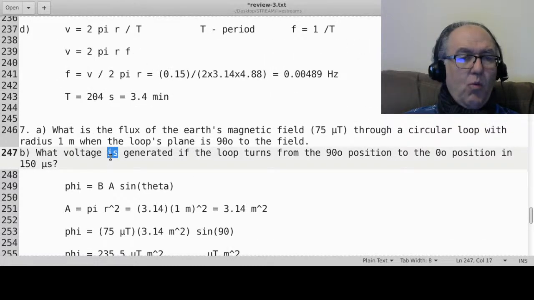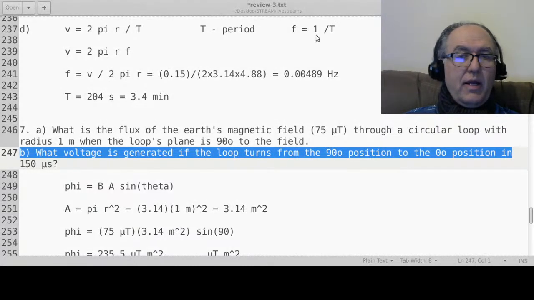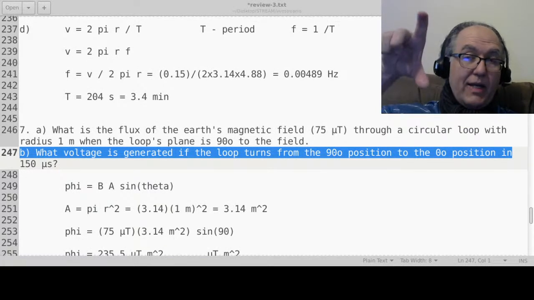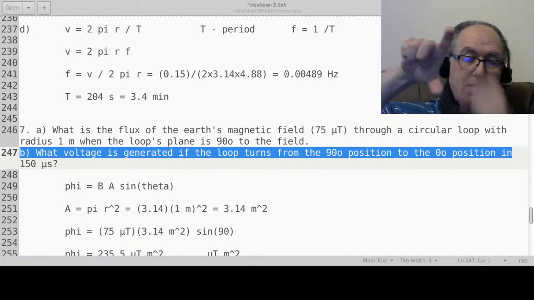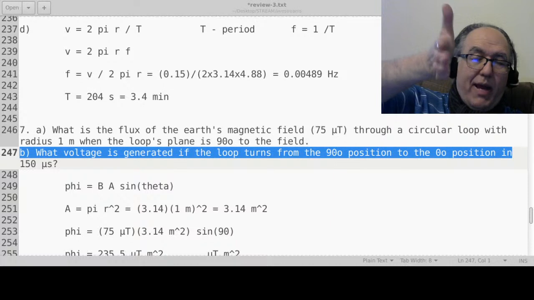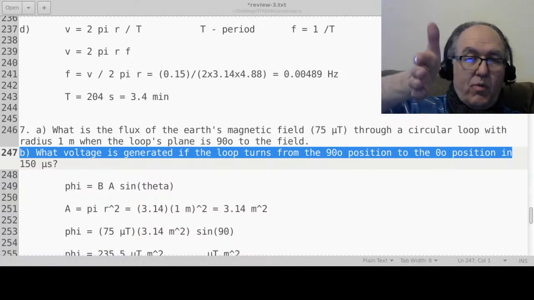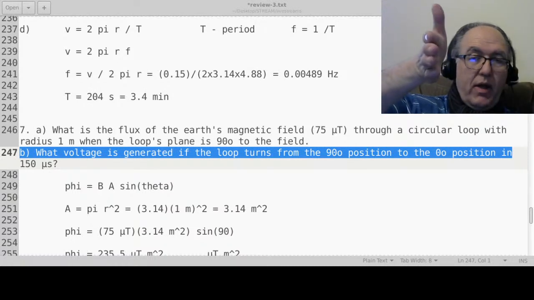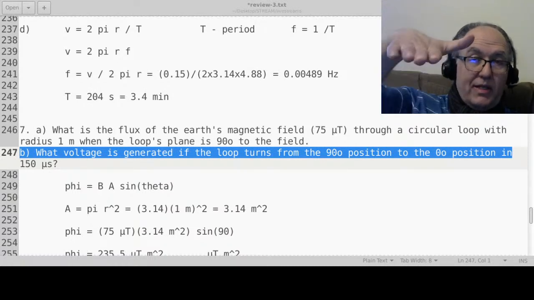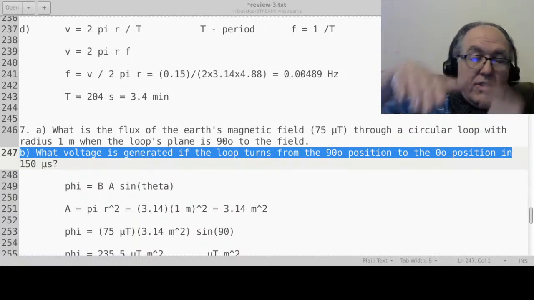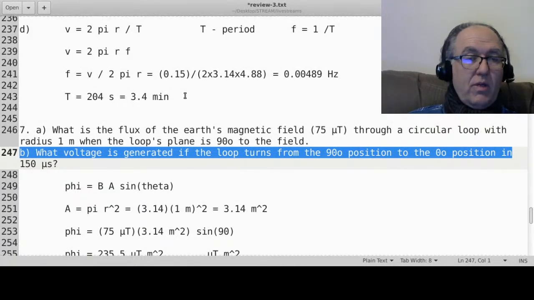Okay, so let's read that. What voltage is generated if the loop turns from 90 degrees, where those field lines are like this? My hand is like the plane of the loop, so the plane of the loop is this way and the field lines are this way, perpendicular. I'm going to just turn the loop from this to this, so that it's at 0 degrees.